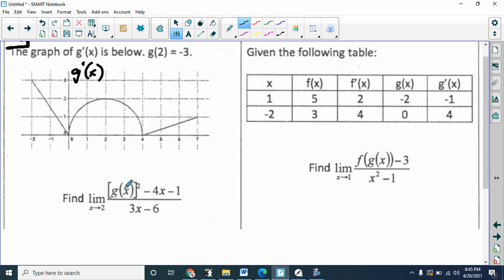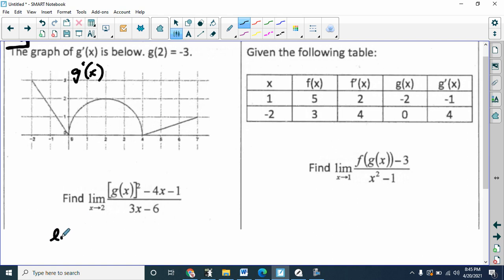So that would be g of 2 squared, and g of 2 is equal to -3. So -3 squared is 9, minus 4 times 2 is 8, minus 1. I've got 0 on the top, plugging in 2, I've got 0 on the bottom. We are indeed in indeterminate form.